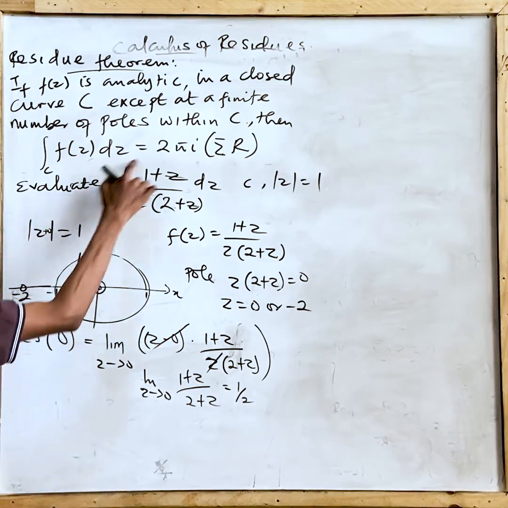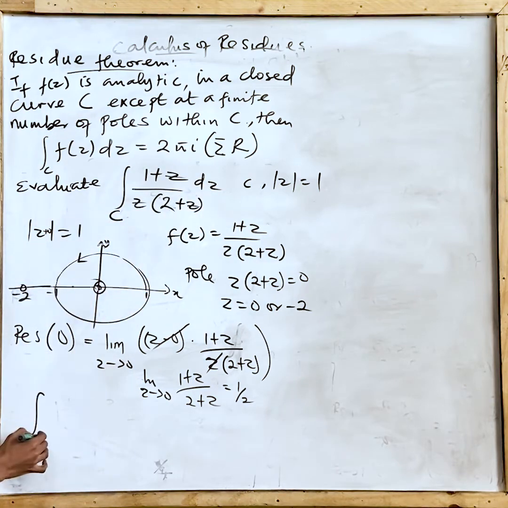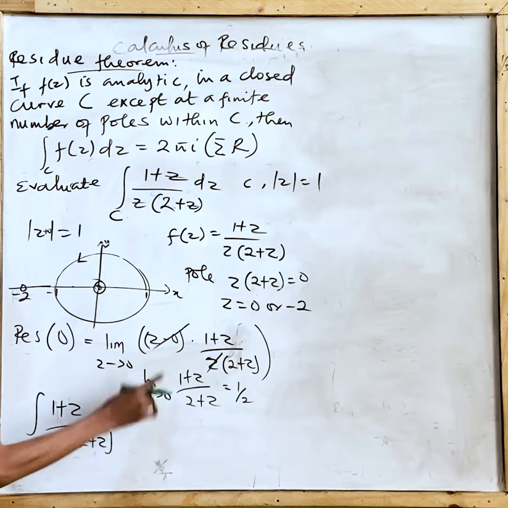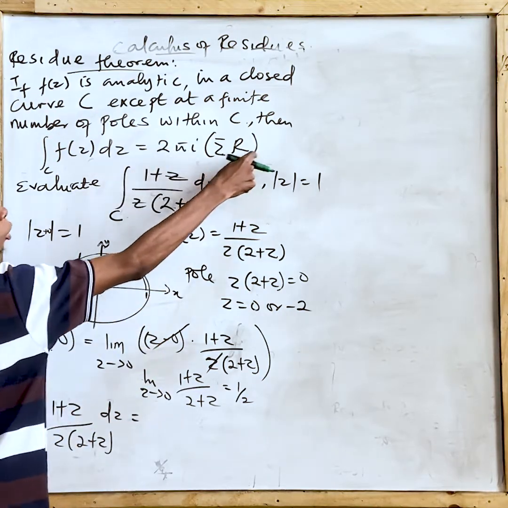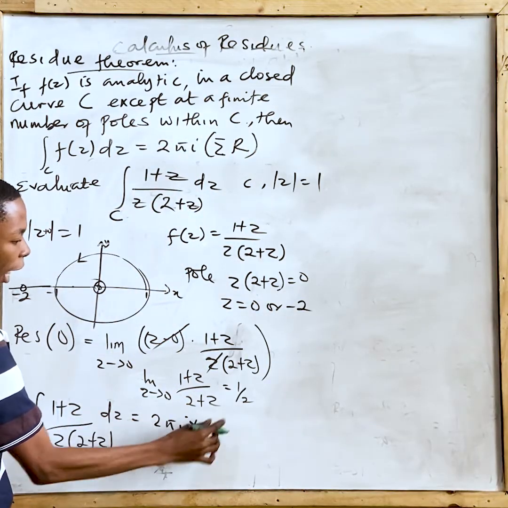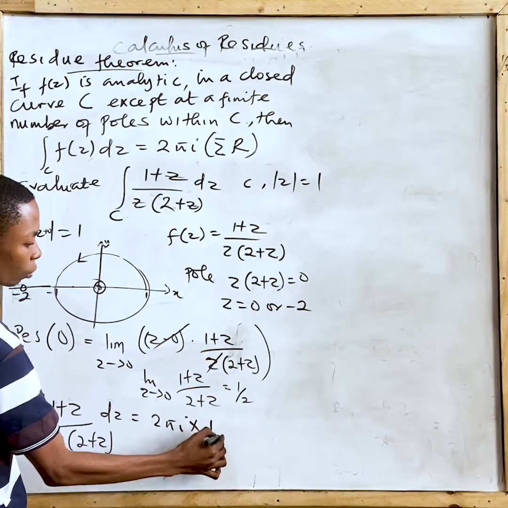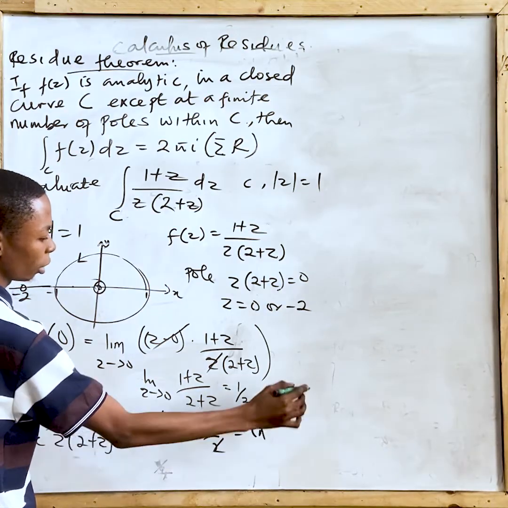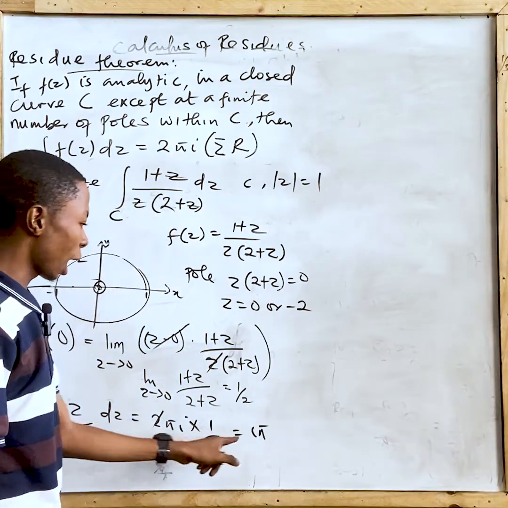Then the solution of this integral now. So the integral over C of (1 plus Z) divided by Z(2 plus Z) dz is equal to what? 2 pi I multiplied by the residue. That will be 2 pi I times, what is our residue? Our residue is 1 over 2. 2 cancels 2. What's our answer? I pi, or pi I. So the solution of this is I pi.